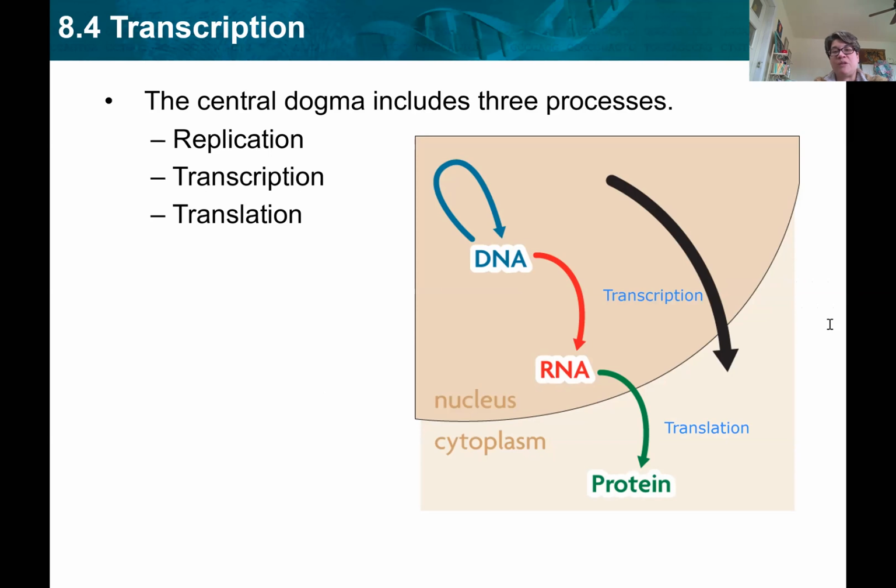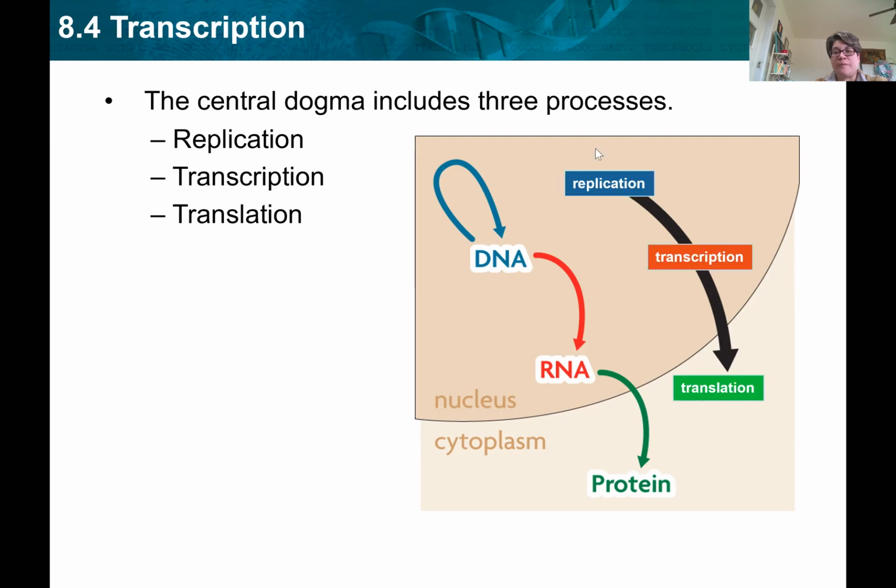Also, transcription happens in the nucleus, and translation in eukaryotes happens in the cytoplasm on ribosomes. I don't know if you can see that over there. Hopefully you can see ribosomes all the way. Okay, so that's where we are, and that's what we're looking at. And there they are. So that's replication, transcription, and translation.